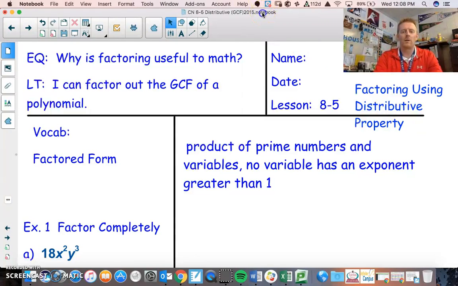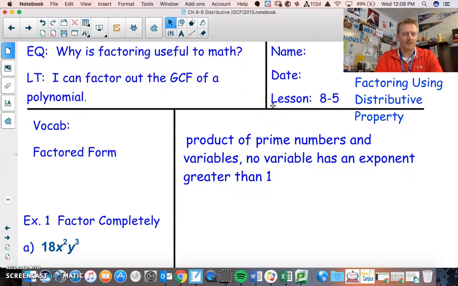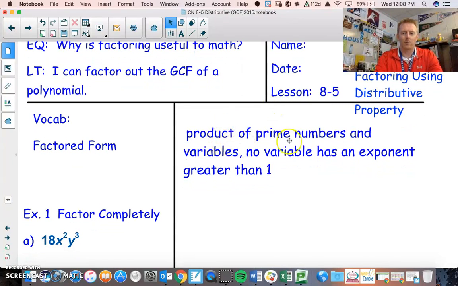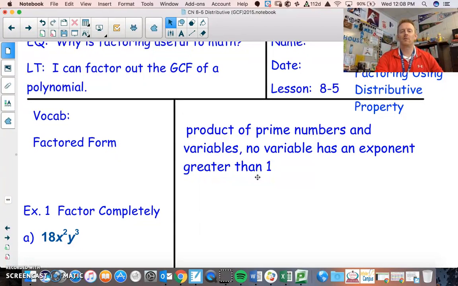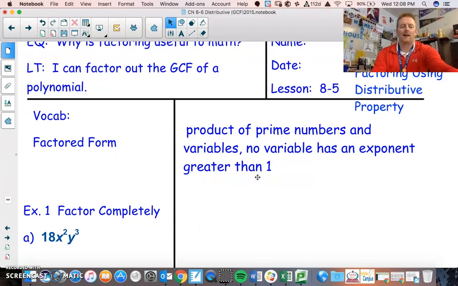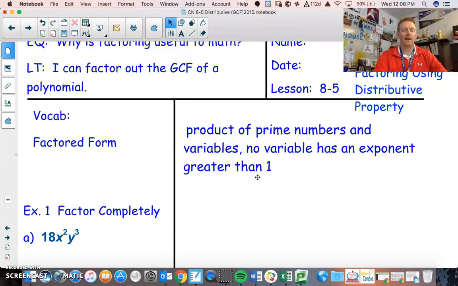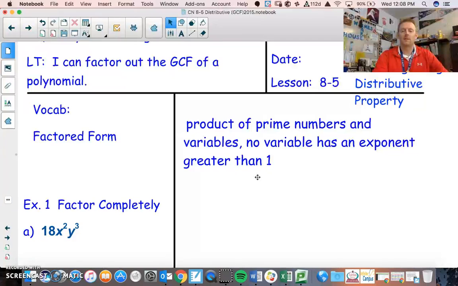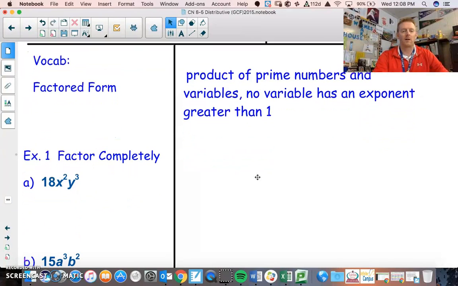What factoring is, is when we take a product of prime numbers and variables, where no variable has an exponent greater than 1. That's the math lingo. Factoring is when we undo the math that's going on. If you recall back in earlier years, we factored out numbers and you'd write down a list of the prime factors, and this is going to be kind of similar to that. So we're going to have our expanded form in a more algebraic type of way.